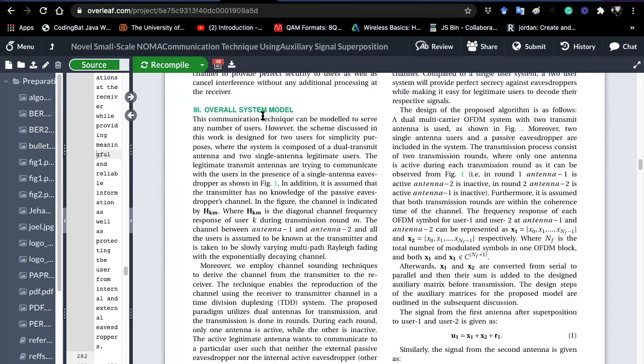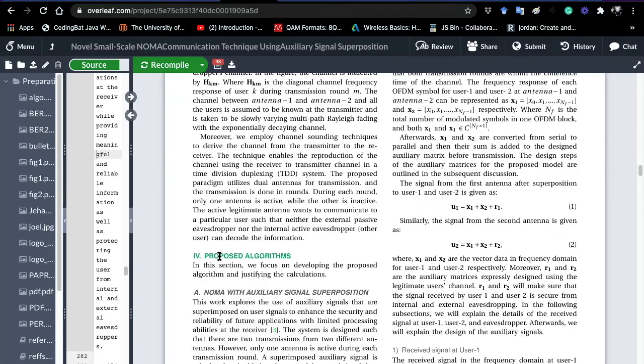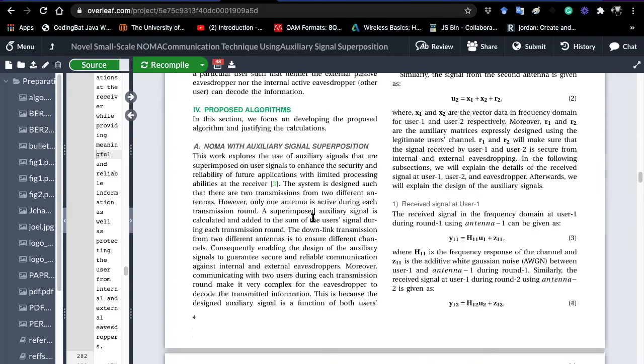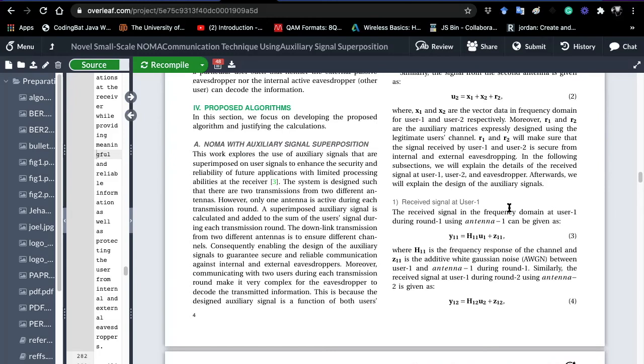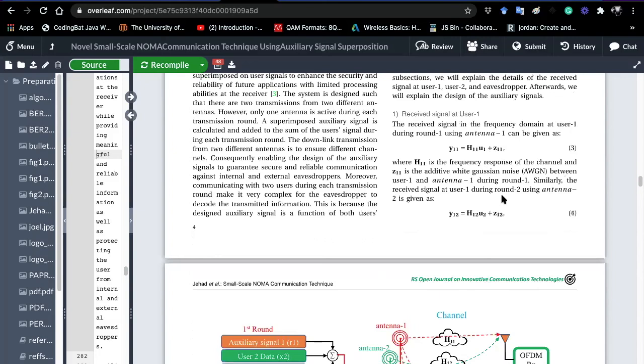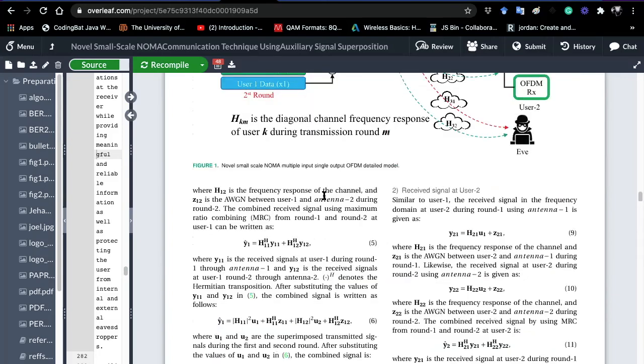After that, you have your overall system model. You definitely have to have your system model. In your system model, you need to put your algorithms, for example, like you can see here, this is my proposed algorithm. You put all the details about your algorithm or the work that you're trying to propose. You can have some subsections to simply explain how your work is structured.